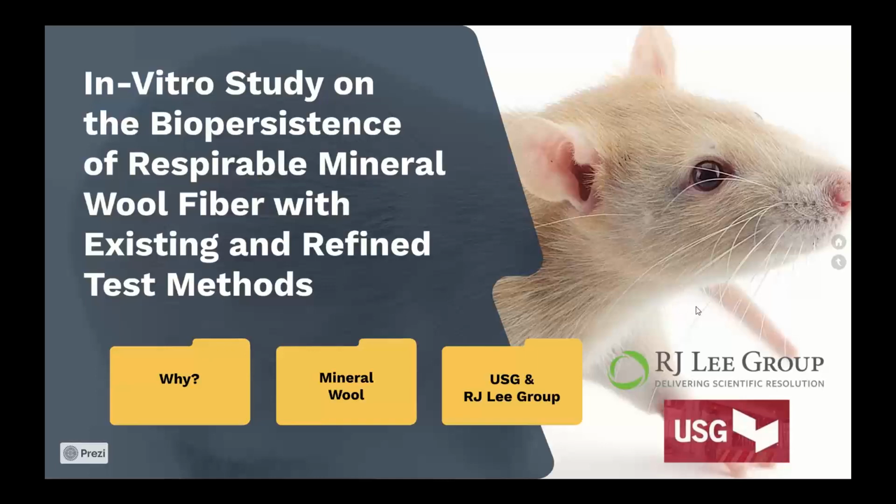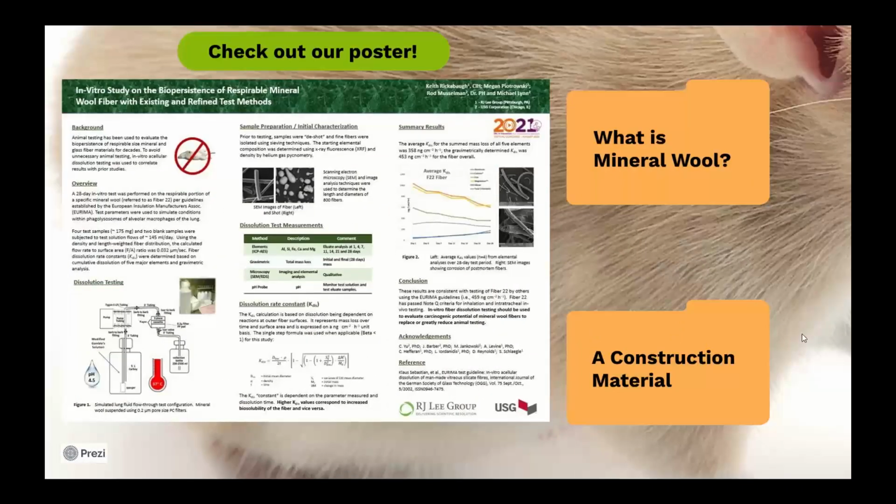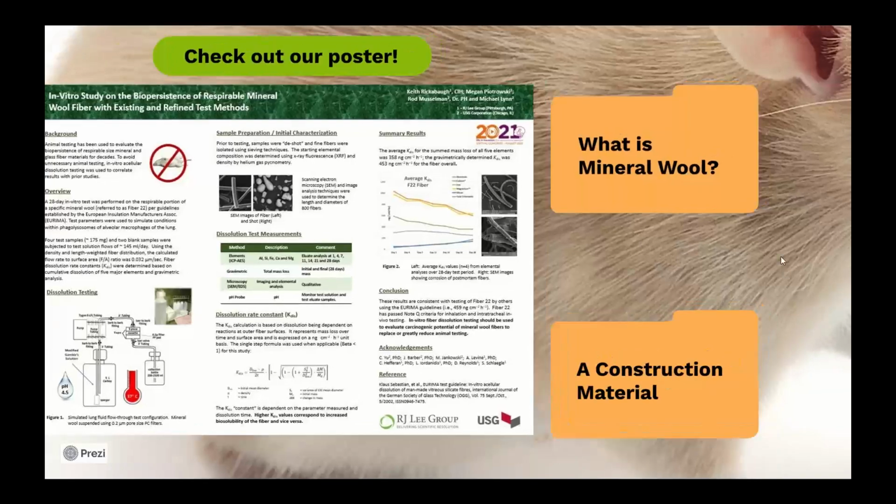There are many moral issues with sacrificing animals to evaluate the potential toxicity of materials. We can gain information about the potential risk to human health without harming animals if we think in a different way. This poster summarizes a method that can be used to evaluate carcinogenic potential of mineral wool fibers without harming animals. This study was conducted to determine the in vitro biosolubility of a mineral wool.